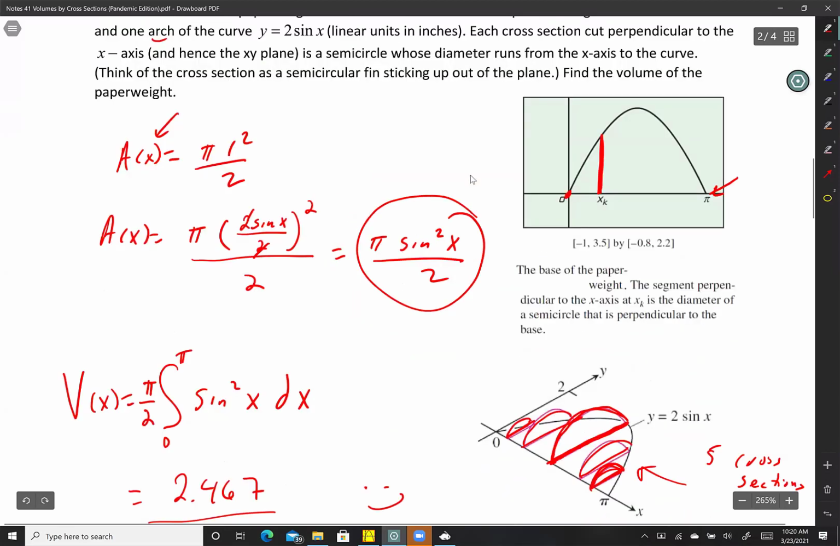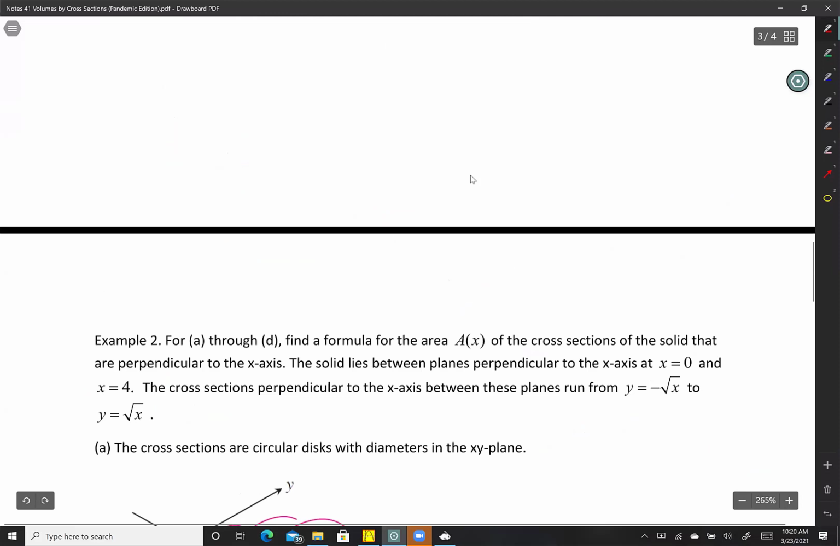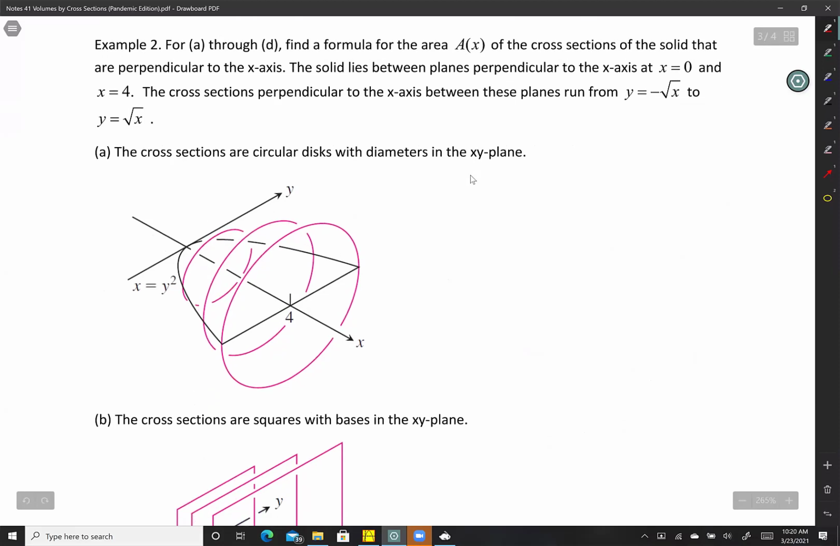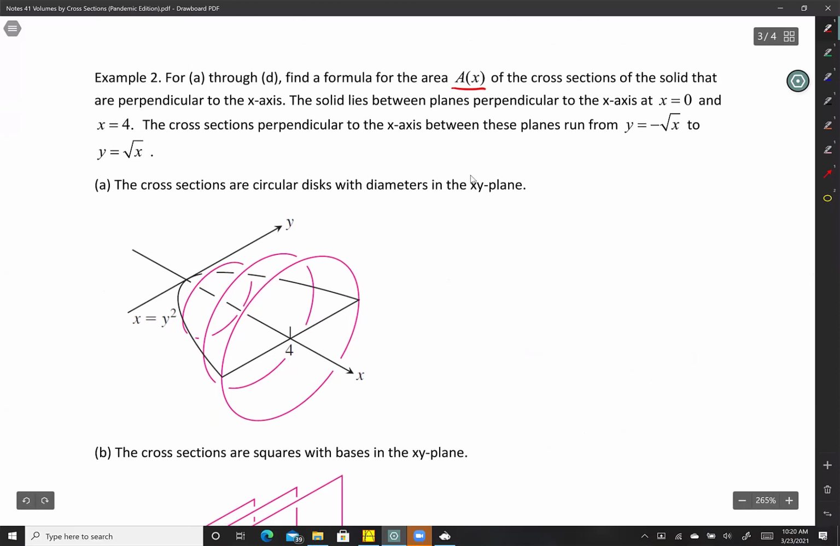Okay, all right, guys. So now let's go on to example 2. The hardest part is just finding the cross sections. So that's why I put a whole bunch of cross sections here. It says, for A through D, find the formula of A of x, just a cross section. The solids lie between the planes perpendicular to the x-axis at x equals 0, at x equals 4. The cross sections perpendicular to the x-axis between these planes run from y equals negative square root of x to y equals square root of x.